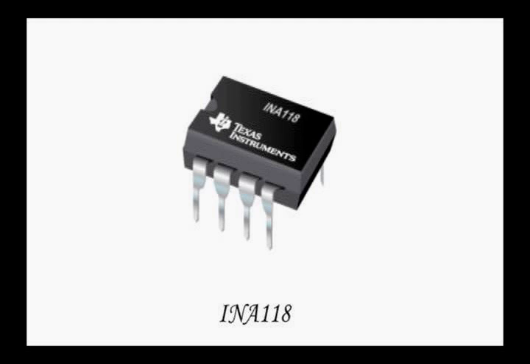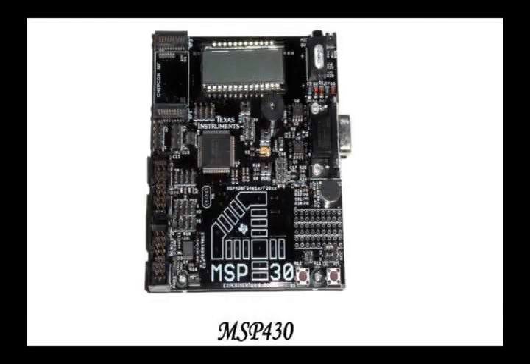LM324. It is a high-gain frequency compensated operational amplifier specifically designed to operate from a single supply over a wide range of voltages. Its common applications include transducer amplifier and DC amplification blocks.